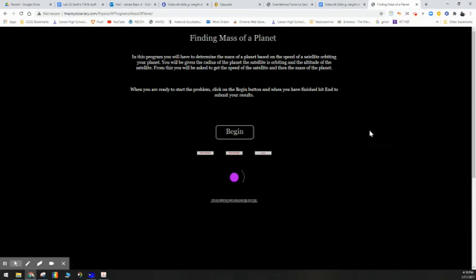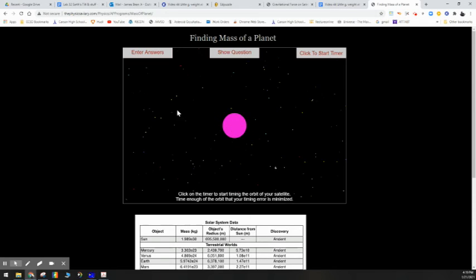All right, so we'll go ahead and do this finding mass of a planet simulation here. We'll click on begin. Here we'll find the mass of the planet, and we have some information here. It says, click on the timer to start the orbit of your satellite. So let's go ahead and start the timer. The first thing we want to do is click on the timer, and we'll see what the situation is.